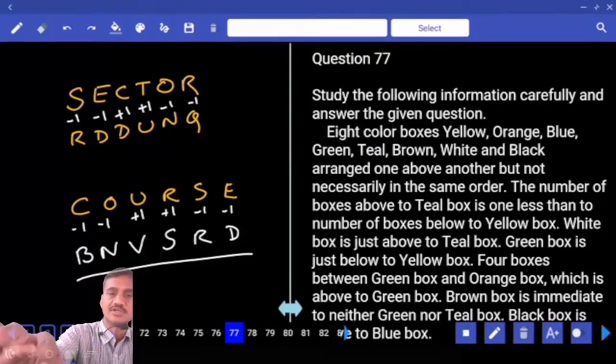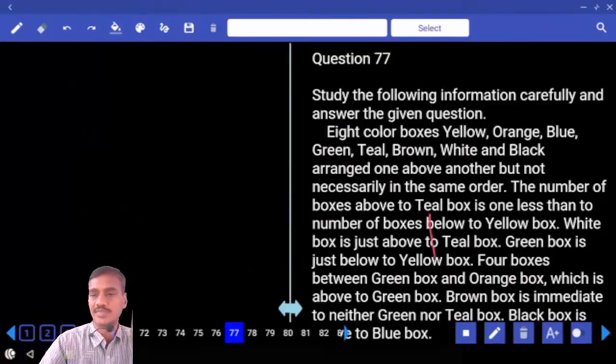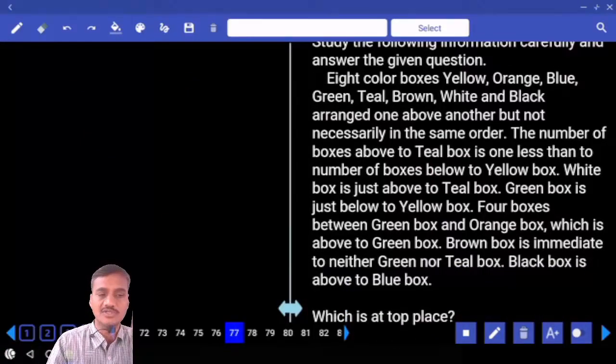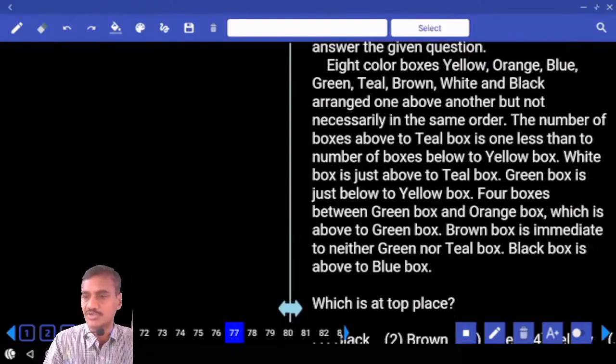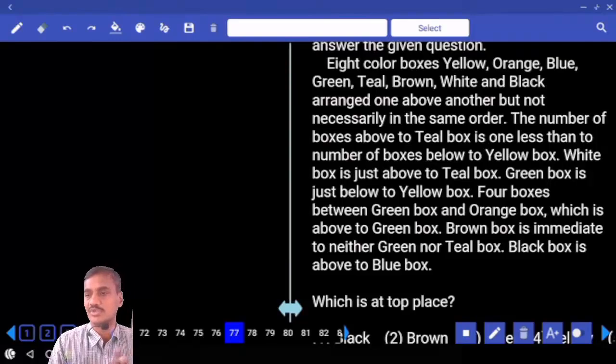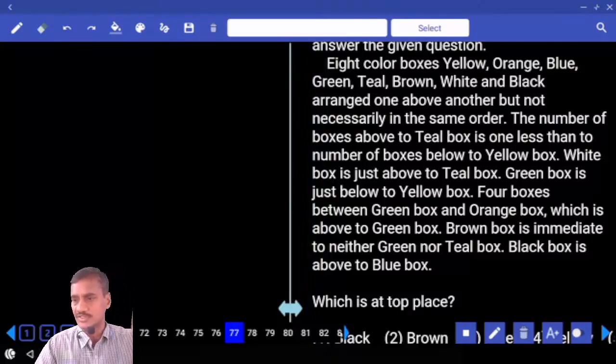Then 77 onwards, they are based on boxes here. How many boxes we have? All together we have 8 boxes. And these 8 boxes are stacked one above the other. Number of boxes above teal is 1 less than the number of boxes below yellow. And white box is just above teal, and green box is just below yellow. As of now, there is no definite information we have. And 4 boxes between green and orange.